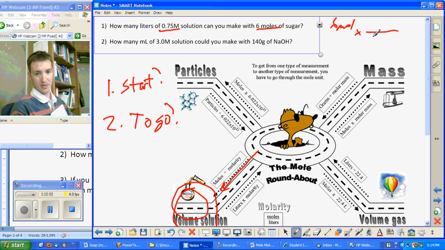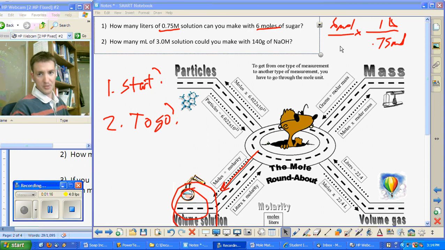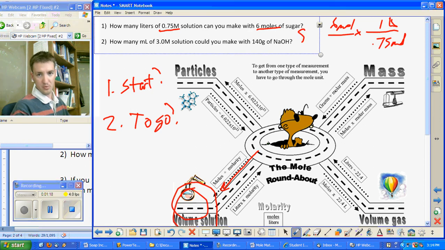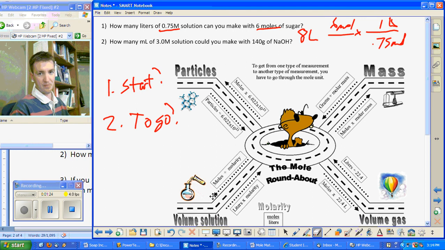we're dividing it by the molarity, which is 0.75 moles per 1 liter. And so 6 divided by 0.75 gets us, one moment. Alright, that's going to get us 8 liters. So that one's the simpler version, just one step. To know volume, you need molarity, moles, divide them.